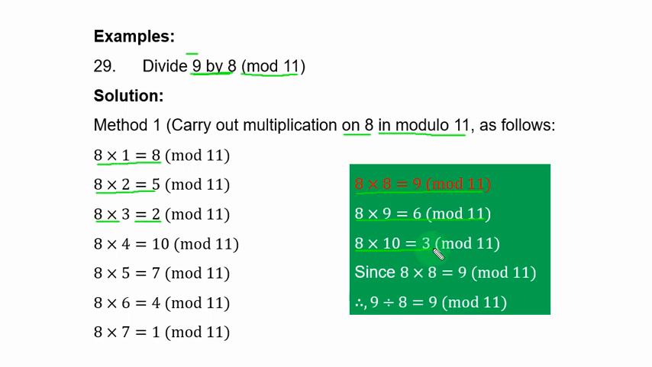Let's explain the last one. You know, 8 times 10 is 80. In modulo 11, 80 is not an element. So you divide 80 by 11 and you have 7 remainder 3. That is the 3 you have there. If you check out the multiplication, the one that gives 9 is 8 times 8 equal to 9 modulo 11. So therefore, if you divide 9 by 8, you have 8 modulo 11. This is one of the methods of dividing numbers in modular arithmetic.